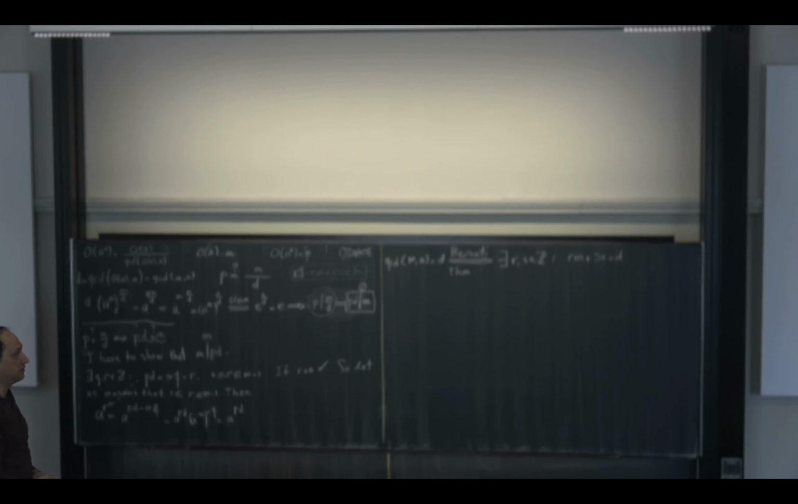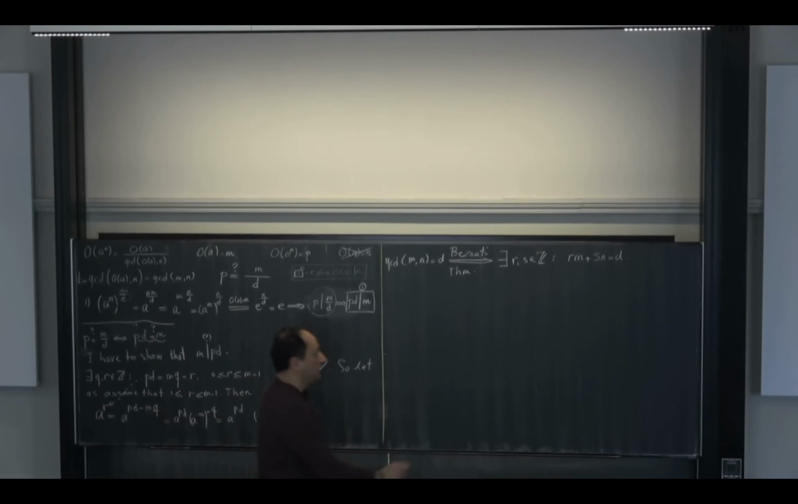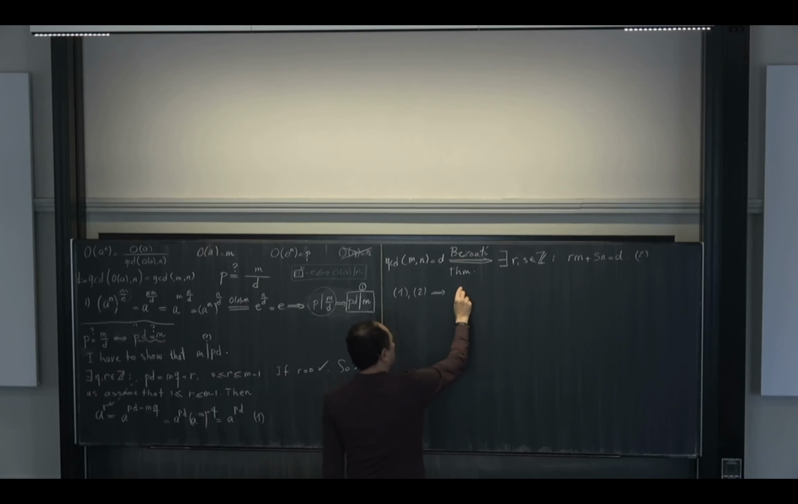In elementary number theory. Do you think this is helpful now? So if I go from here, let me call it number 1, and let me call it number 2. From number 1 and number 2, what can I conclude? I can conclude that a to the power of R is equal to a to the power of P, but instead of D, I put Rm plus Sn.